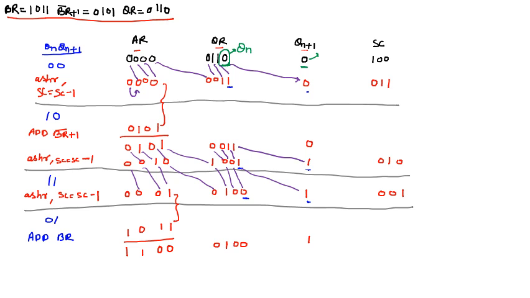Now perform arithmetic shift right and reduce the counter by 1. So now we'll get 1 1 1 0 0 0 1 0 and 0, and the value of counter will now become 0 0 0. You can see the counter becomes 0. That's why we have to stop this process.